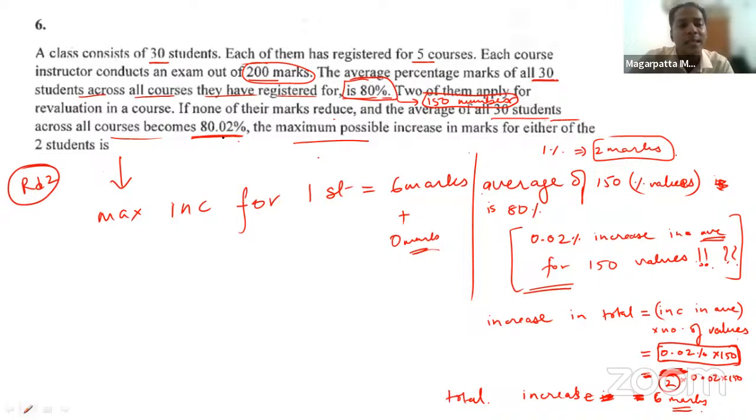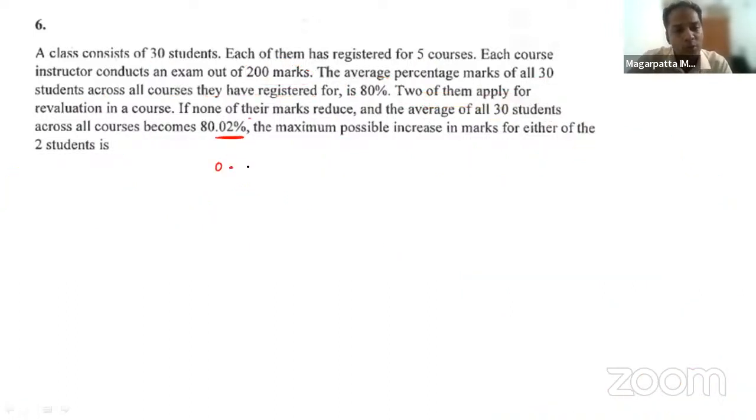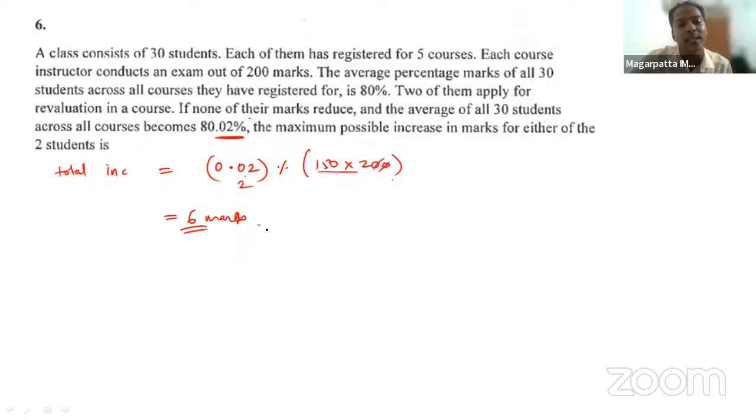What he's saying is that the average has increased by 0.02. So 0.02 percentage of what? Can I say it is 0.02% of 150 into 200 marks? Because it has increased for 150 courses of 200 marks each. So if you just do the calculation, the 0.02 and the 200s could get balanced, this would become a 2, and ultimately 2% of 300 would simply come out to be 6 marks. So whichever way you calculate this 6 marks, the fastest is your skill.